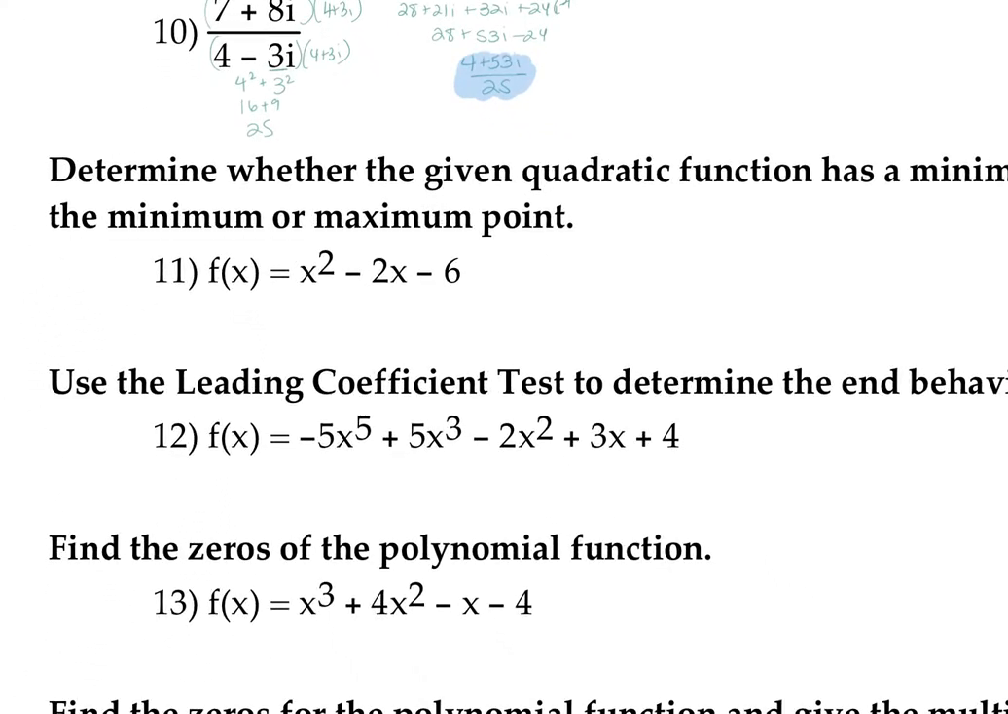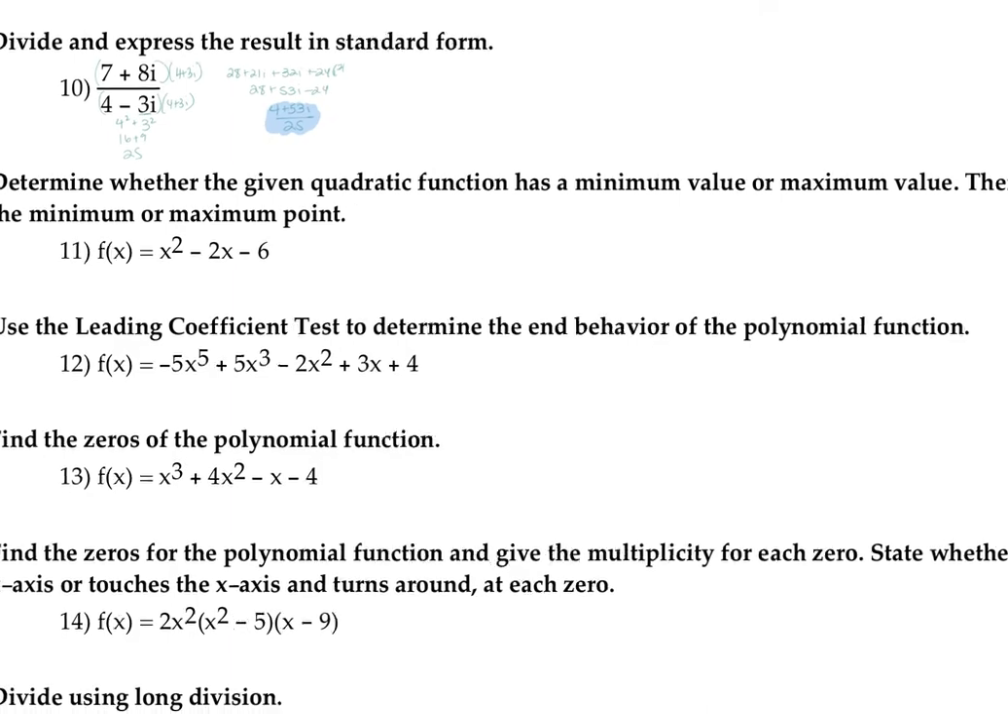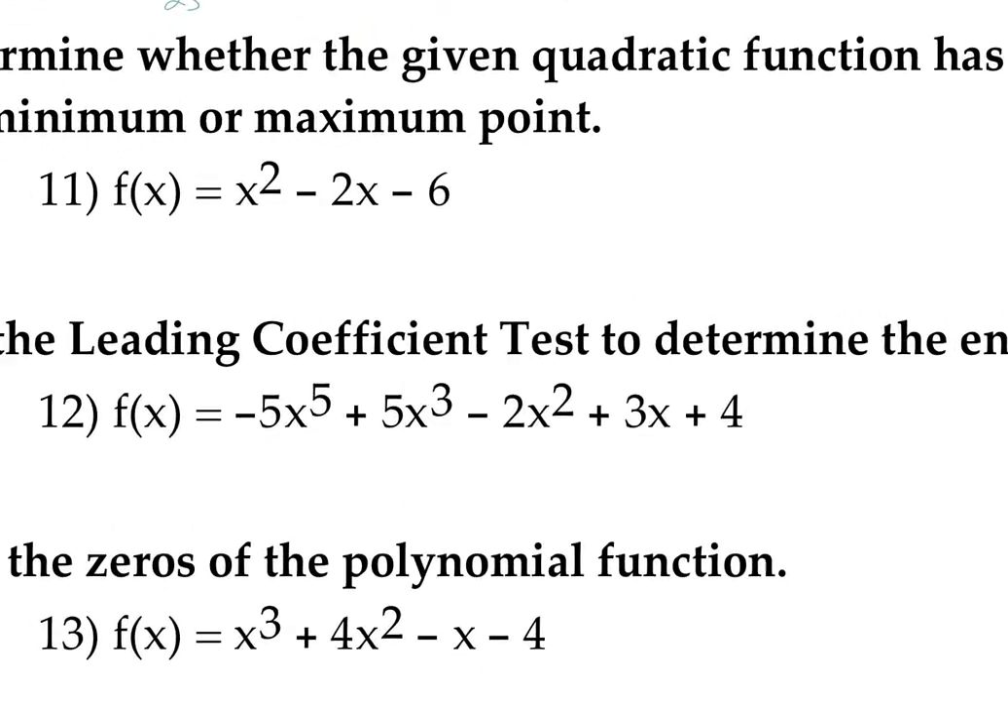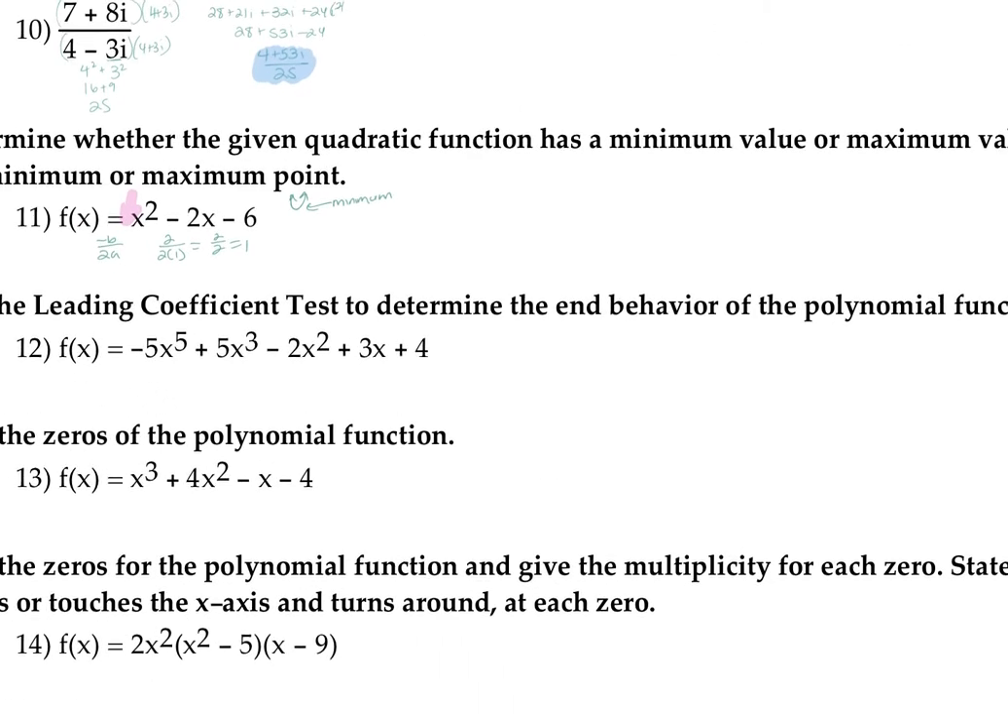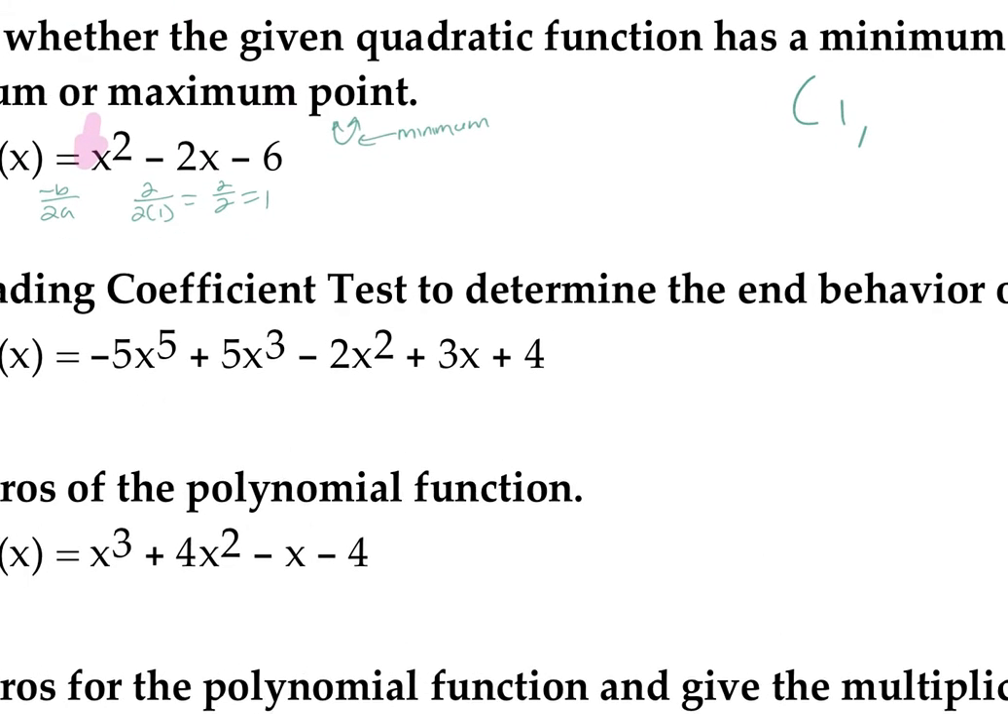Number 11 says to determine whether the quadratic function has a minimum or maximum value, and then find the coordinates of it. So because this is a positive x squared, it opens upward and it has a minimum value. So to find the minimum, we need the vertex. So negative b over 2a. b is negative 2. So this becomes negative negative 2, or 2 over 2 times 1, which is 2 over 2, which is 1. So that's the x coordinate of it. And then we have to take and plug it back in for the x values. 1 squared minus 2 times 1 minus 6. 1 minus 2 minus 6, which is negative 7.